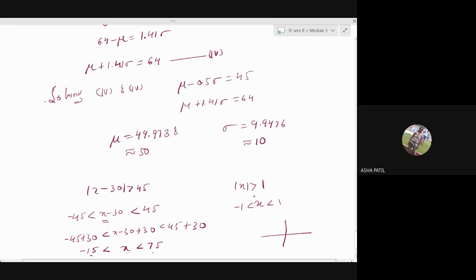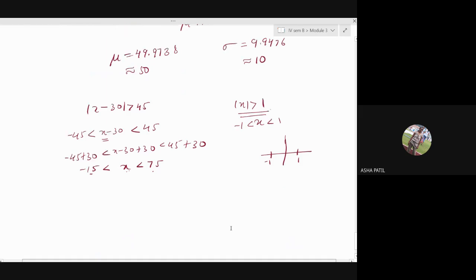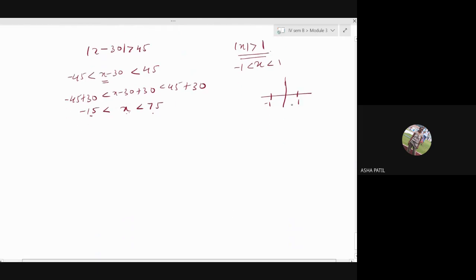Okay. Now, what will you take if mod x is greater than 1? What will you write usually? This is minus 1, and this is plus 1. Mod x less than 1 means minus 1 to plus 1. Greater than 1, what should be taken? From 1 to infinity, and again from minus infinity to minus 1.